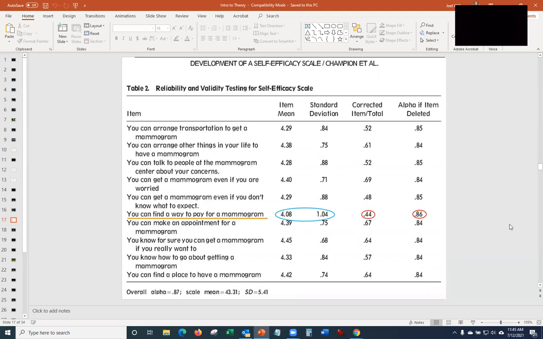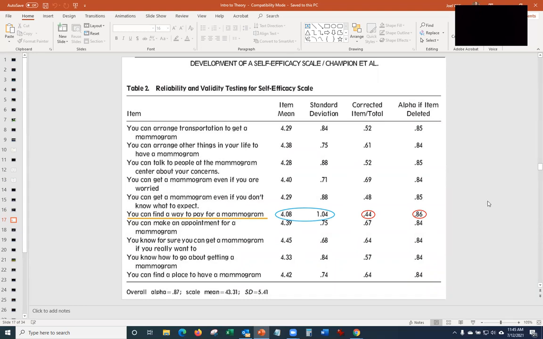So here's an example of a scale that we would use for evaluating self-efficacy. You have a series of statements here. I can arrange, or you can arrange transportation to get a mammogram. I can find a way to pay for a mammogram, etc. You would answer this on some type of agreement scale.